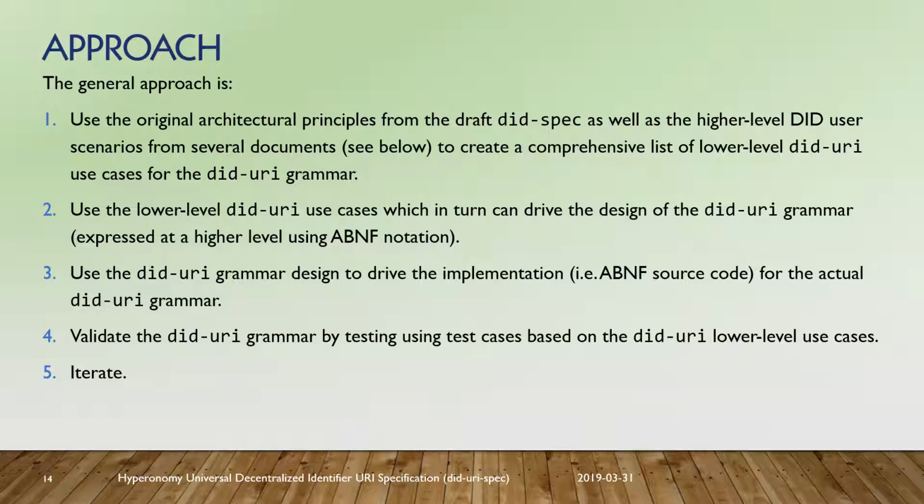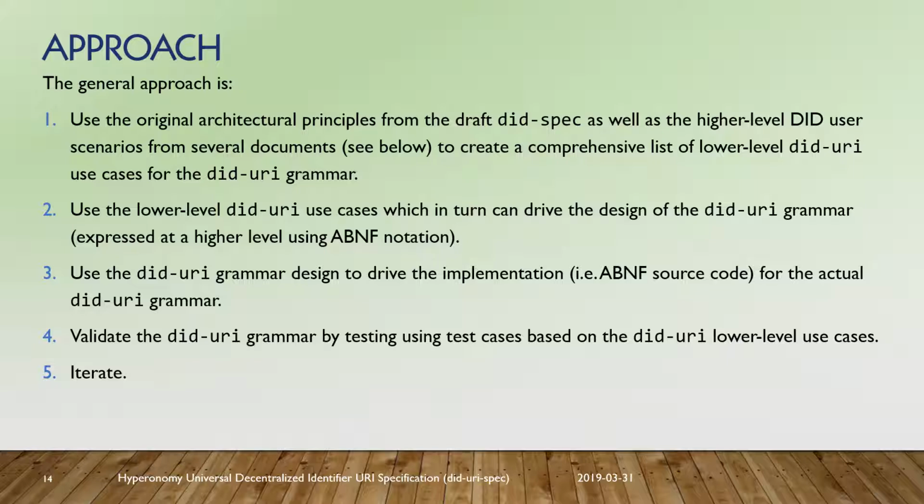So in step 3, we're going to use the high-level design for the did URL grammar to drive the implementation, actually creating the ABNF source code for the actual did URL grammar. And then we're going to validate that did URL grammar by testing it using test cases based on each of the individual specific did URL use cases. And we're going to see lots of examples like that. But it's really a software development approach.